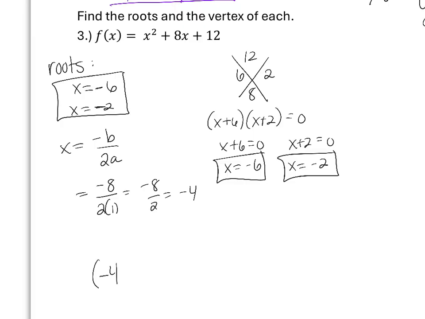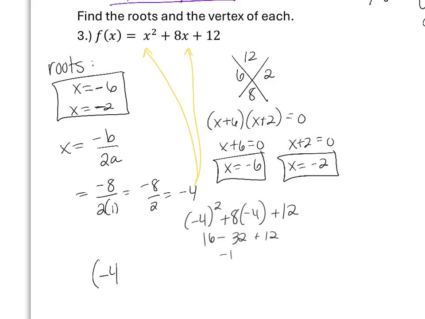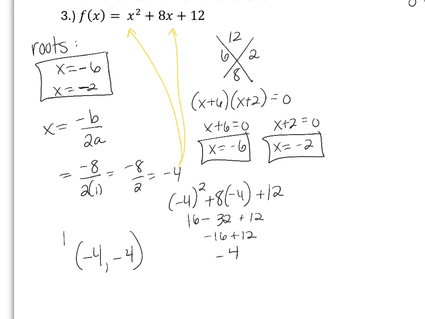To find the y-coordinate, what should I do? Plug it back into my original. So negative 4 squared plus 8 times negative 4 plus 12. So negative 16 plus 12, which is negative 4. Isn't it 16 plus? What? It would be 16 minus 32. Yeah, it's 16, plus 12. Is that negative 4, negative 4. Okay, last one.